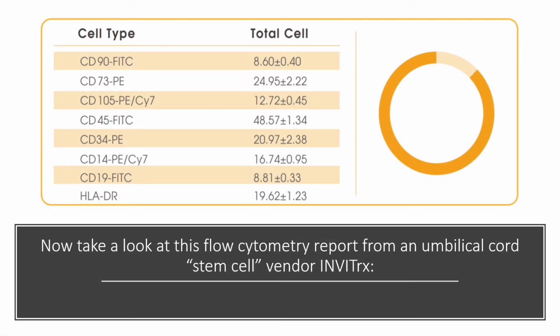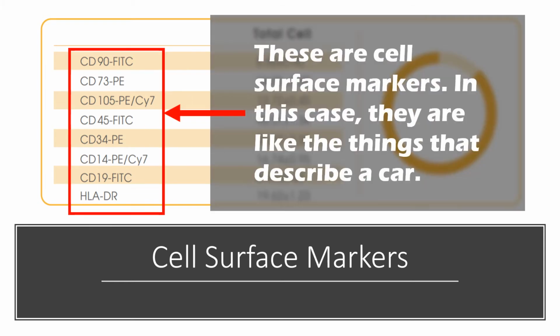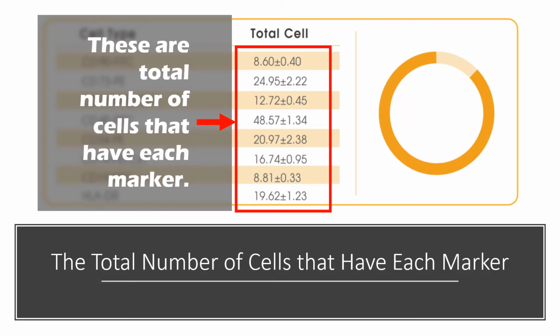Now, let's take a look at the flow cytometry report from an umbilical cord stem cell vendor, and I put stem cells in quotes because I'm using that term loosely, called Invitrix. So these are cell surface markers here on the left, and these are like the things that describe a car: the engine, the exterior color, the interior color, etc. And the total number of cells that have each marker are on the right-hand side.